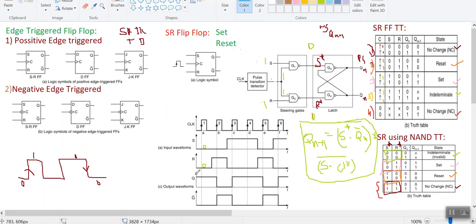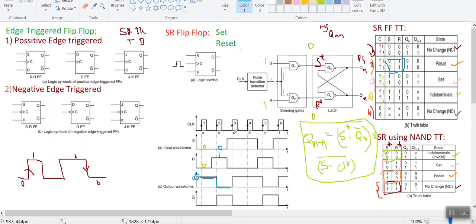Initially I would like to consider my output as 1. Therefore no change state is occurring up to the next edge trigger. Now the second edge trigger at point B is occurring. Here my S value is 0 and R value is 1. What state is this? Reset state. Therefore it immediately moves from 1 to 0.